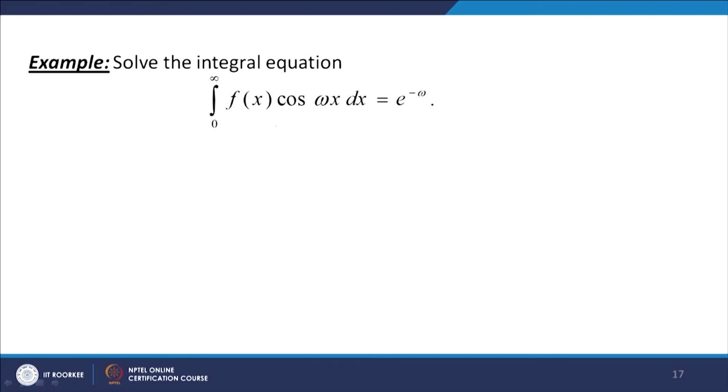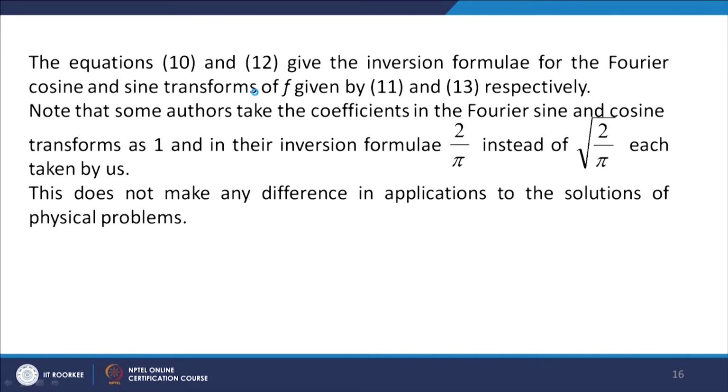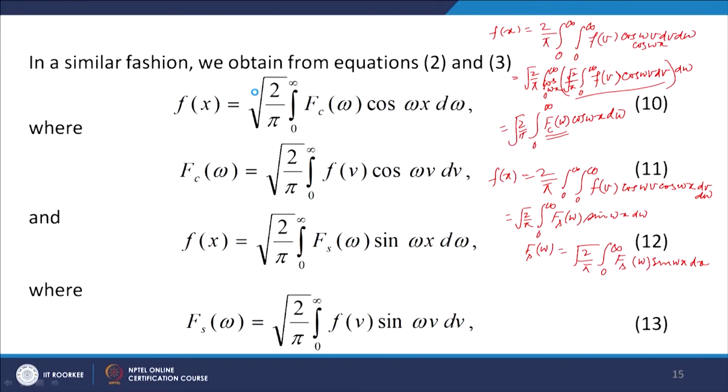This is an integral equation because the unknown function f(x) appears under the integral sign. If you look at the integral, it is 0 to infinity f(x) cos omega x, so it actually gives the Fourier cosine transform of the function f. If you look at this expression, F_c(omega) is root 2 over pi, 0 to infinity f(v) cos omega v dv. So if you replace this variable of integration v by x, it is 0 to infinity f(x) cos omega x dx.